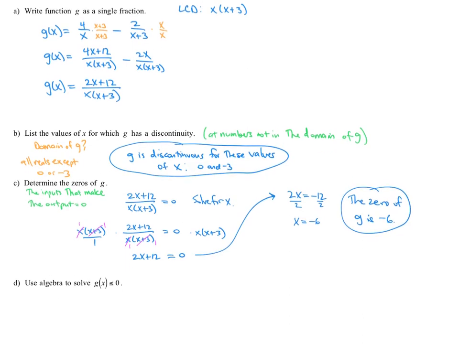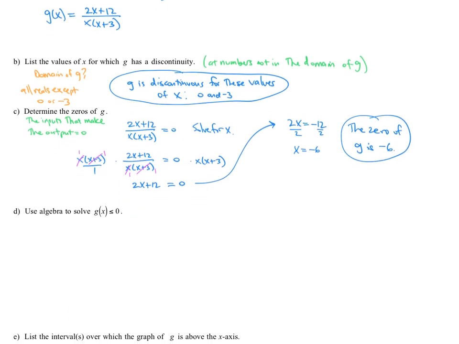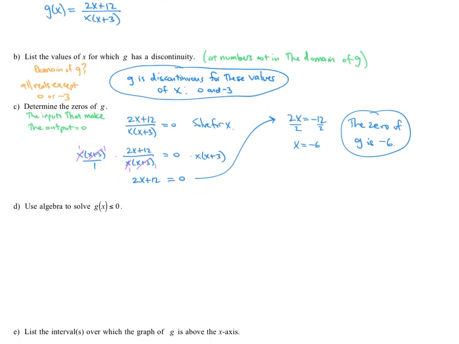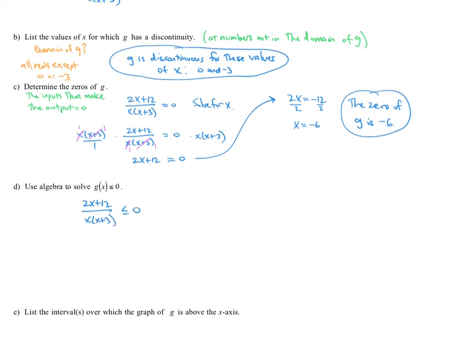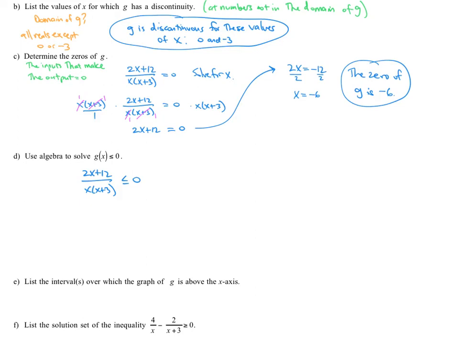Now we're ready for part D. We want to use algebra to solve g of x less than or equal to 0. So if I take the output of g of x, that fraction, and then write down less than or equal to 0, this is a rational inequality that I need to solve. The first step is to get 0 on the right-hand side and a single fraction on the left-hand side. And that's exactly what we did in part A.